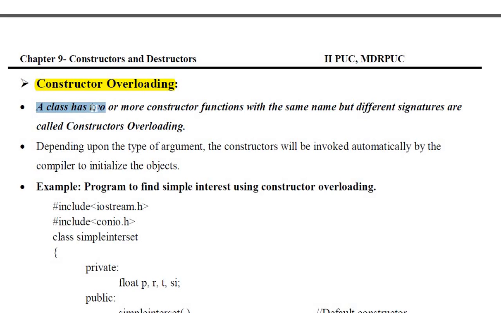So here the definition is given. A class that has two or more constructor functions with the same name but different signatures is called constructor overloading. Okay, different signature means the parameters and data types are called the signature. So in simple words, constructor overloading means two or more member functions having the same name as the class name but different parameters. Then they are called overloaded constructors.